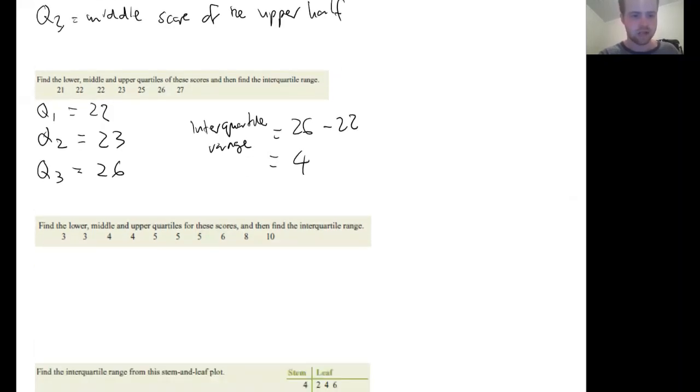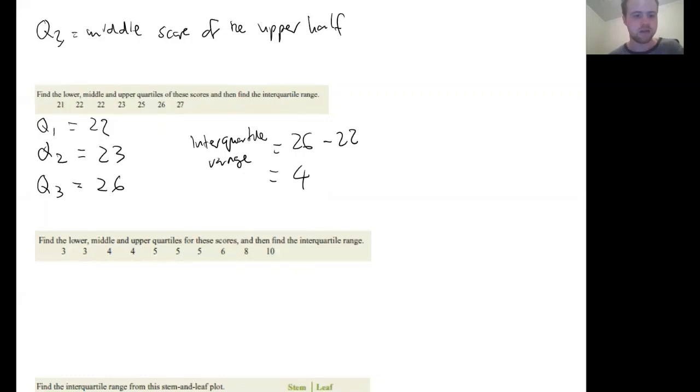Okay, let's look at another example here. Again, we're going to find the lower, middle, and upper quartiles for these scores, and then find the interquartile range again. Now this time we have 1, 2, 3, 4, 5, 6, 7, 8, 9, 10 scores. So 10 is an even number. If we want to find the median of an even number, we need to look at the 2 middle scores, because there's not going to be just one middle score that we can use as our median. So we're going to add the middle 2 together and average them out. So add them together, divide by 2 to find the median.